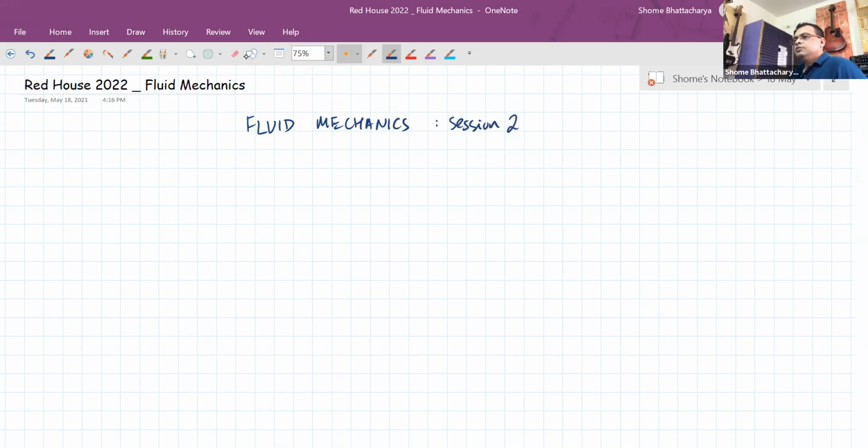So we'll begin today with a very interesting problem in fluid mechanics called the hydrostatic paradox problem. Of course, it's just a paradox for the namesake. Actually, the problem can be very well explained by the concepts of physics. But anyhow, for historical reasons, this is called the hydrostatic paradox problem.